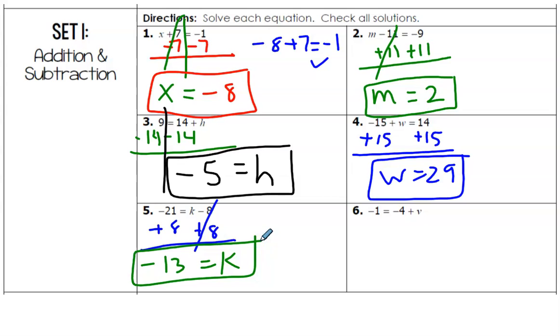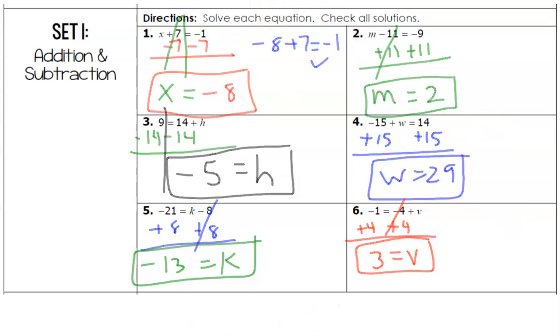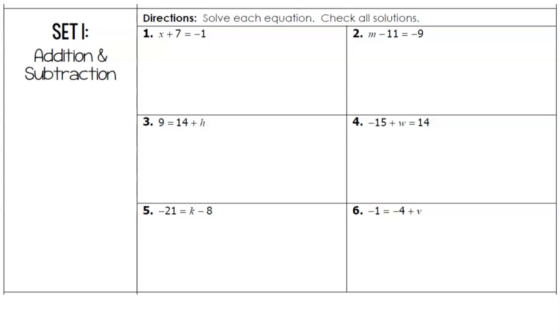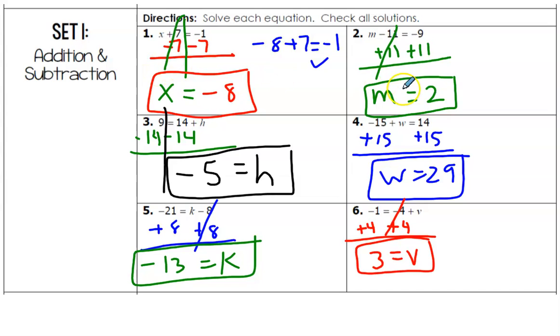Alright, last one here. Positive 4, or add 4. Alright, I just showed you 6 questions in which my inverse operation was either adding or subtracting, because every single problem on this page had a constant. Right? A constant is a number you are adding or subtracting to the variable. So I used adding or subtracting to solve all of these 6 questions. So let's take a look at the other kind.